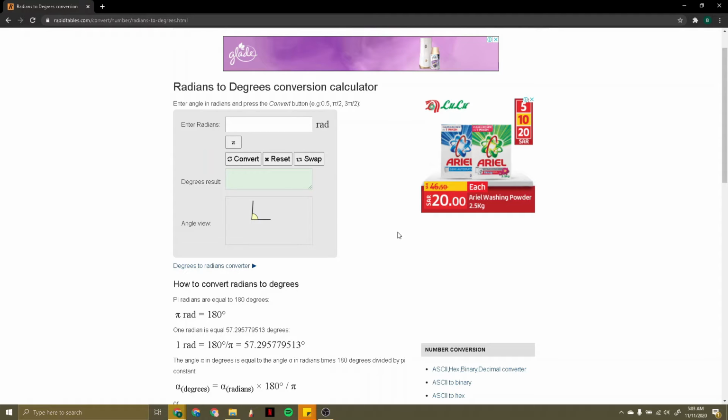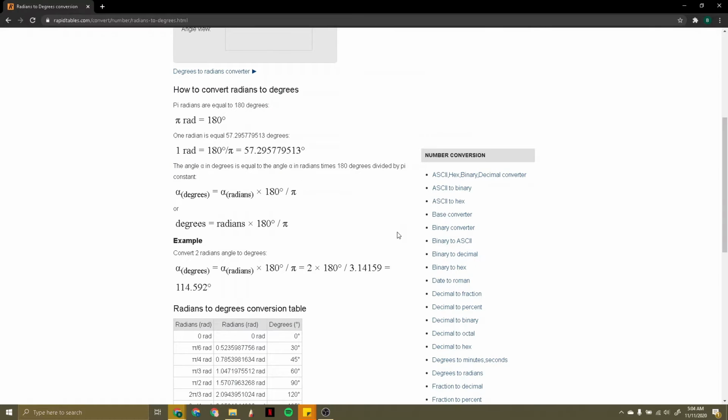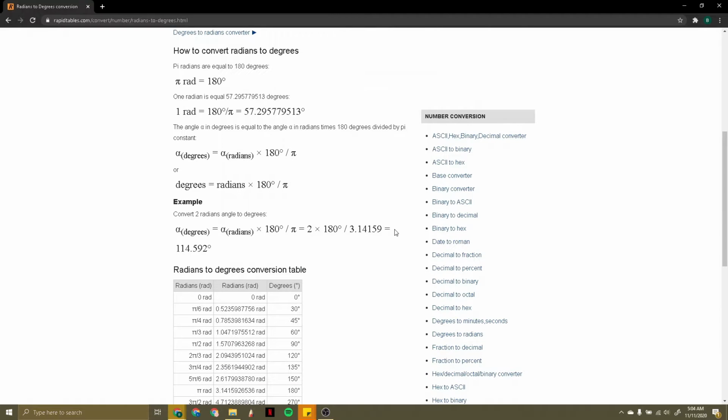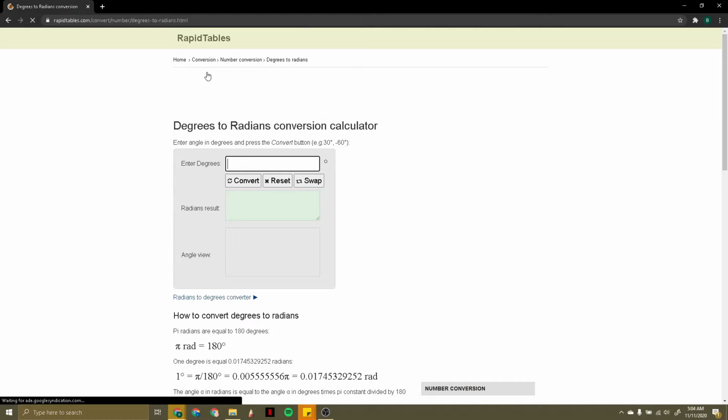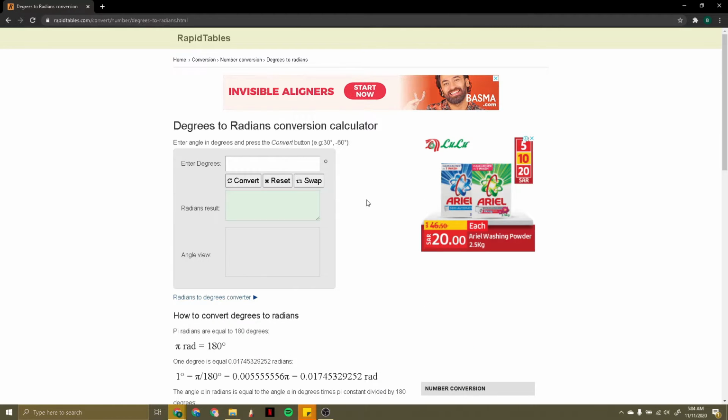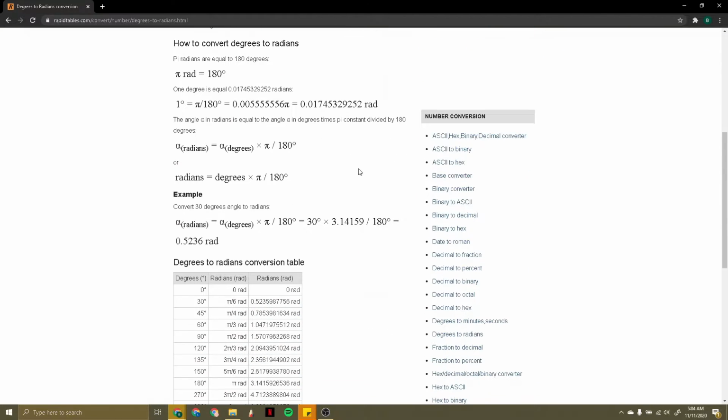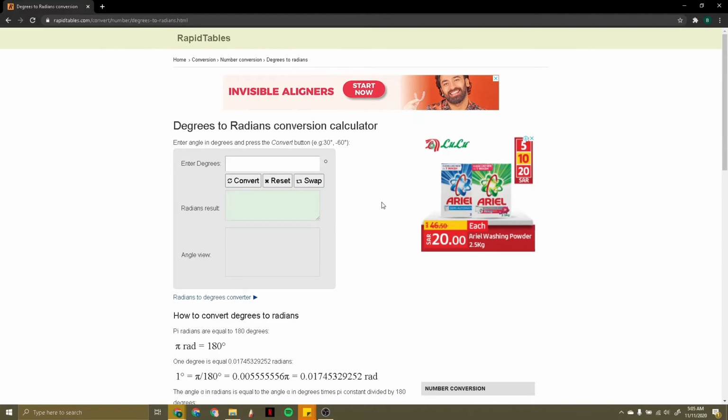Actually, for me, it will help you. To be honest, it will help you because, as you can see, there's a guide here which will help you to convert it manually, and you can convert radians to degrees, degrees to radians. And if you plan on not using this website, you can use this guide to help you solve it manually. So that's it for today, the conversion of degrees and radians.